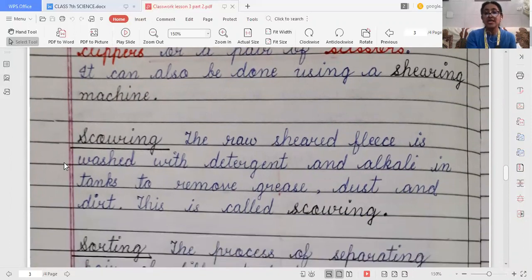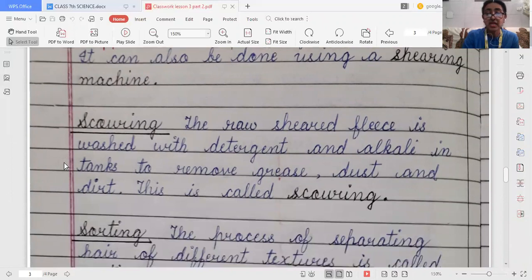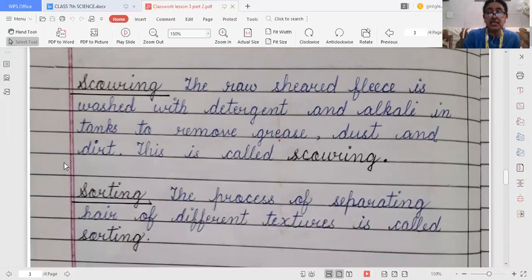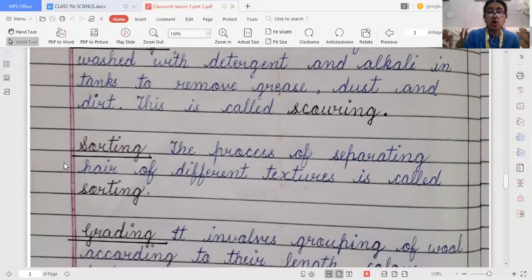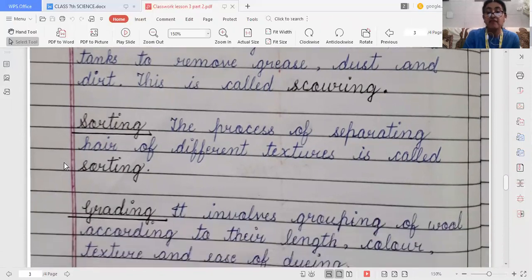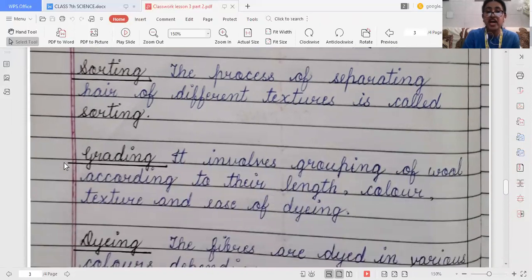Second is scouring. Once the fleece is taken off, then the raw sheared fleece is washed with detergent and alkali in tanks. Why are they washed? To remove grease, dust and dirt. And this process is called scouring. After scouring, the next step is sorting. Sorting means we have to separate the different textures. The process of separating hair of different textures is called sorting.